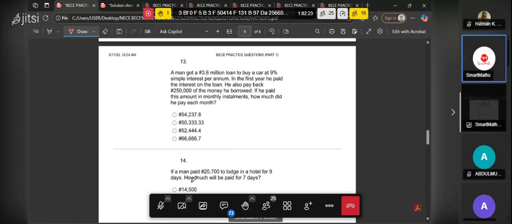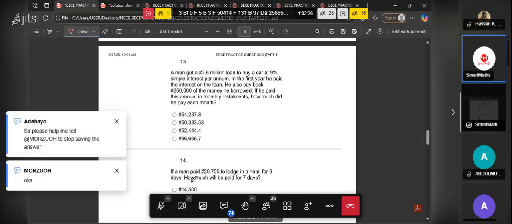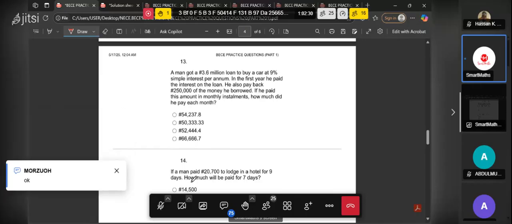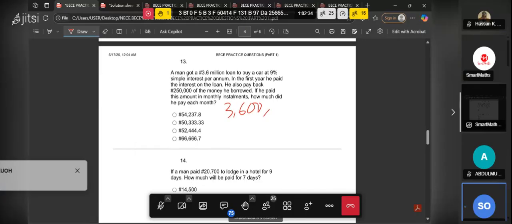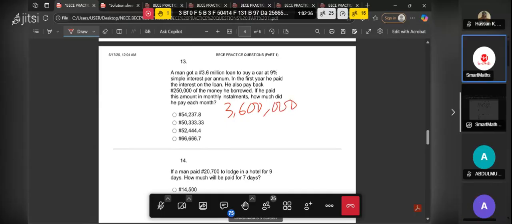That will show what he paid per month. So 9% of 3.6. 3.6 million is 3 million. All right.